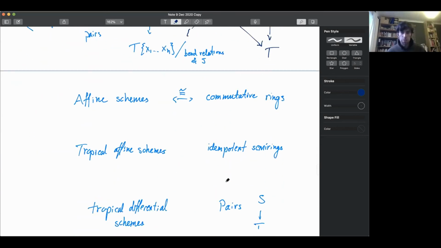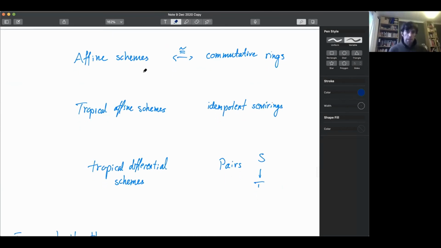So just a bit of perspective here. Affine schemes are anti-equivalent to commutative rings. Tropical affine schemes, this is coming from the scheme theoretic view of tropical geometry, they live inside, or they're anti-equivalent to a subcategory. I'll put an op there. They're anti-equivalent to a subcategory of idempotent semirings. And this is part of the story of why tropical ideals are very special among all ideals inside these tropical polynomial semirings.